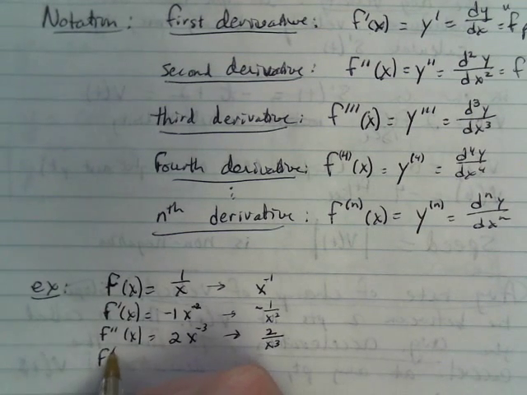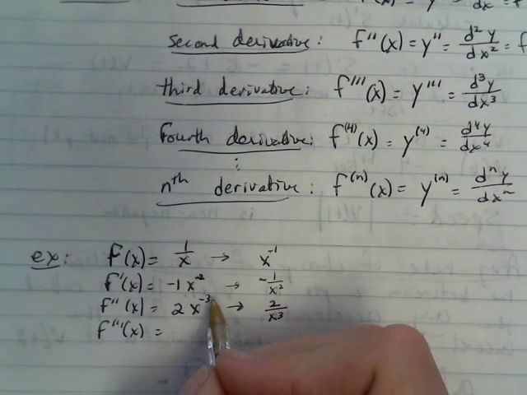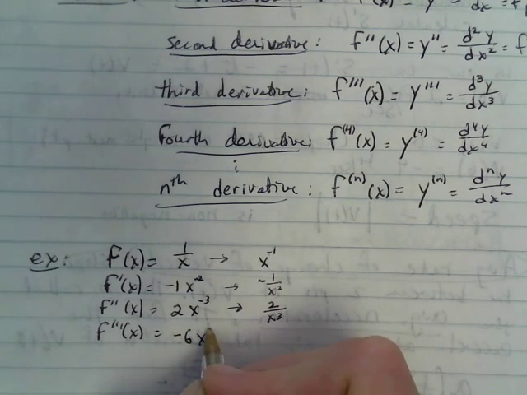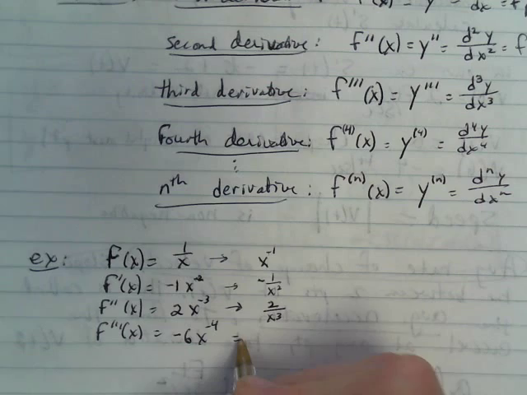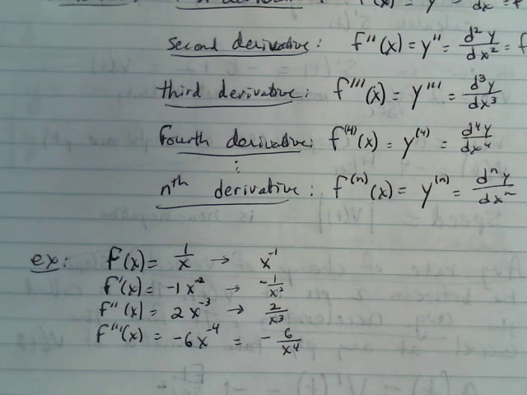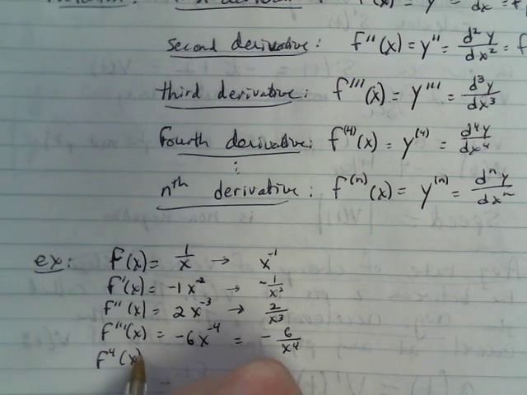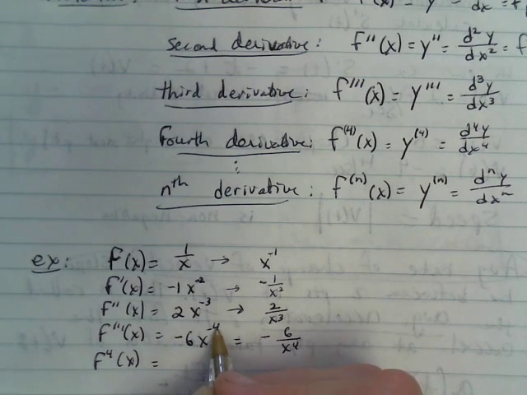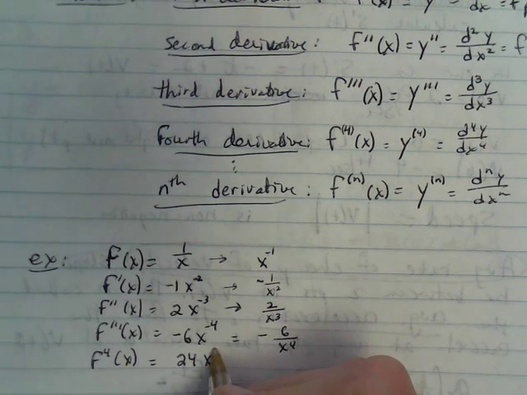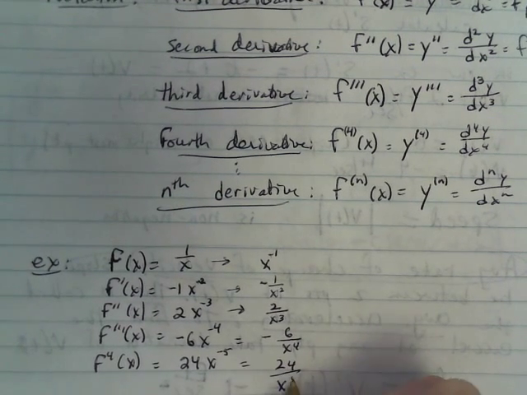But let's take the third derivative of that function. The third derivative is negative 3 times 2, which is negative 6 x to the negative 4th power, so that would just be equal to negative 6 over x to the 4th. And then we'll go one more derivative beyond that. The 4th derivative of this function, 6 times 4 is 24 x to the negative 5th power, which is positive 24 over x to the 5th.